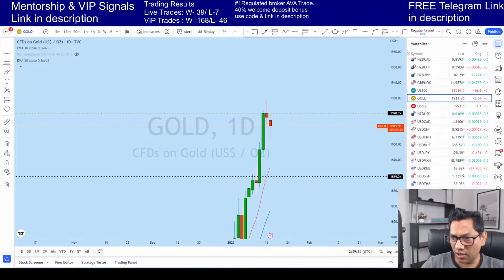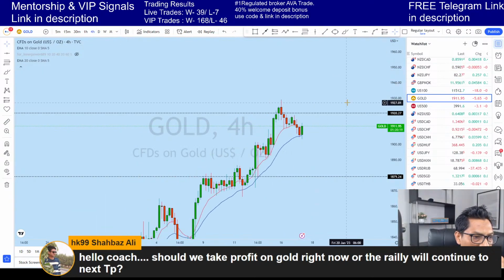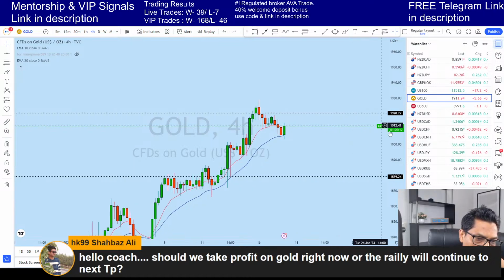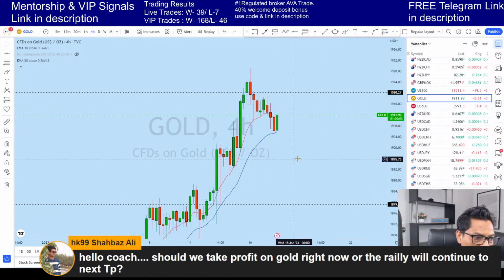HK: Hello coach, should we take profit on gold right now, or will the rally continue to the next TP? I think for taking profit on gold, let me look at it. Because it has started to be bullish, we could see a little bit of bullish move. So I think we might see a bit more movement to the upside, because it bounced from this 20 period moving average.